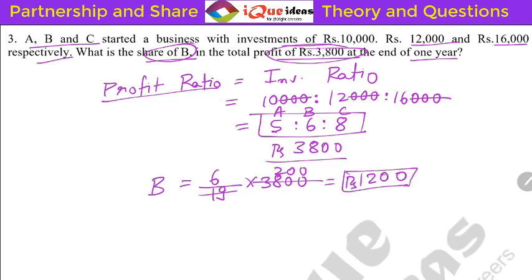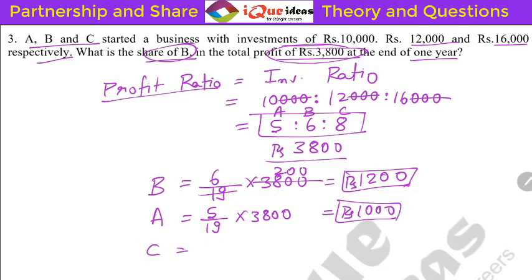You can also calculate the profit share of A. You can also calculate the profit share of C. The profit share of A would be 5 divided by 19 into 3,800, which will come out to be 1,000 rupees. And profit share of C will be equal to 8 divided by 19 into 3,800, which is equal to 1,600 rupees. So this was a good simple question. Let's take up the next one.